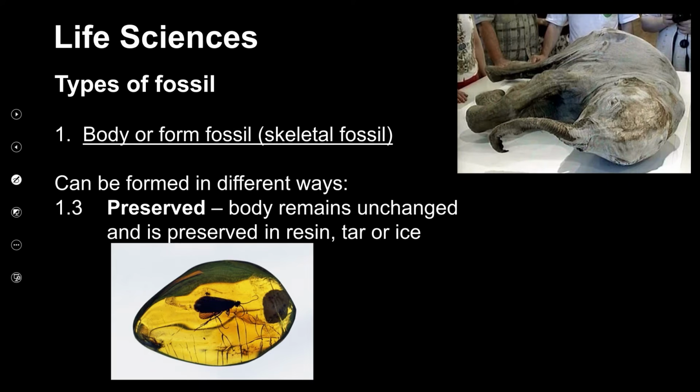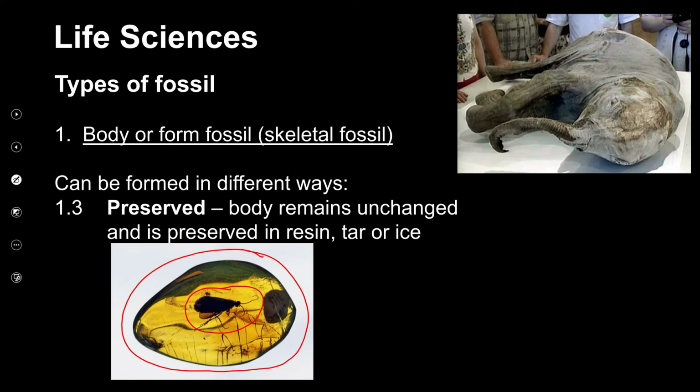Then these are very, very interesting, because sometimes living things can be preserved in different ways. For example, this here, that is a stone, but it's a fossil of tree resin, and you can see an insect got trapped in that tree resin. And the insect is now part of the fossil.